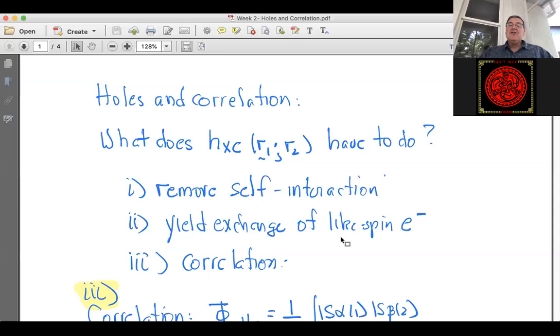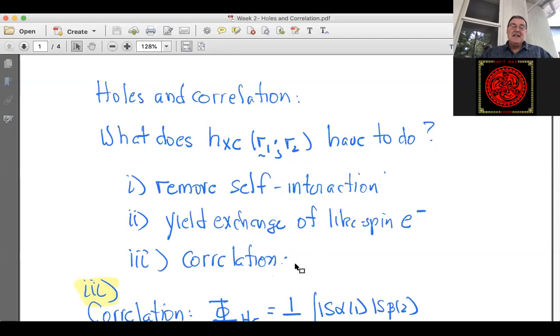It's got to take care of exchange of like spin electrons. So ρ1 times ρ2 as a joint probability distribution says, I could tell you where electron 1 is independent of electron 2. But if they have the same spin, they can't be on top of one another. So that's not an independent probability. It's got to fix that. And then it's got to deal with correlation, as we said. I don't know why I numbered them this way, because I decided to do them in a different order.